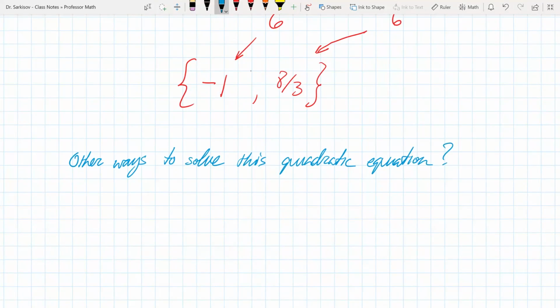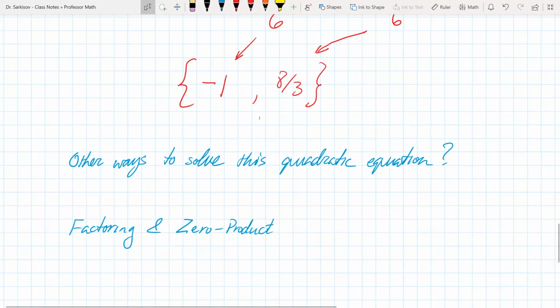Let's stick to one more example with factoring this. So let's do this. Factoring and the zero product property will be our one example of how we can solve this without the quadratic formula. Okay. And so, like I said, without, right?